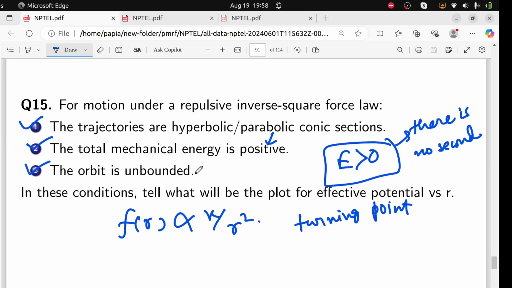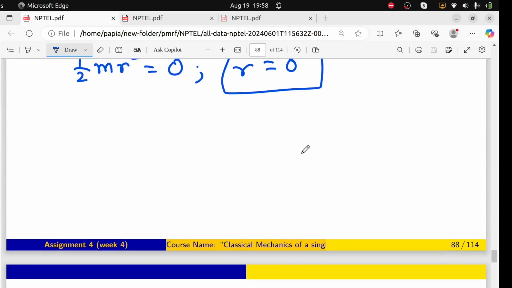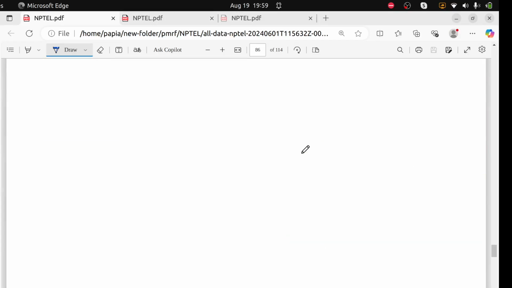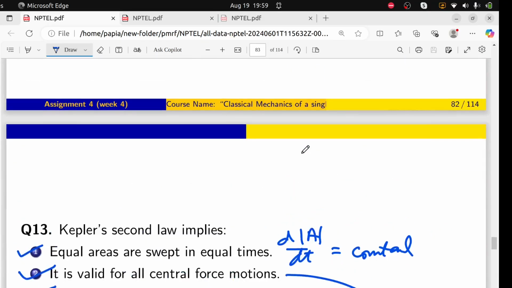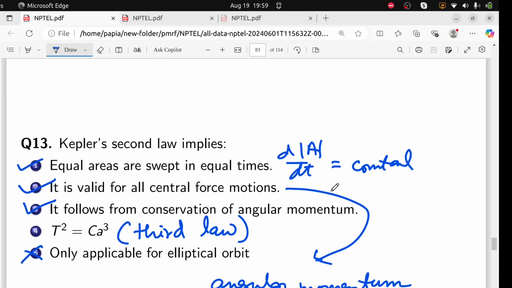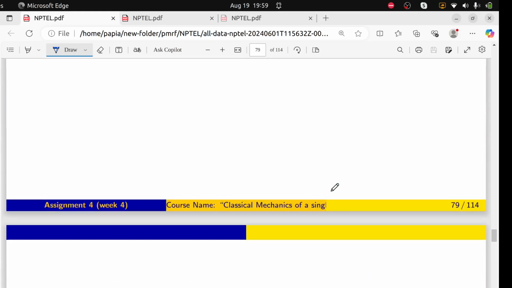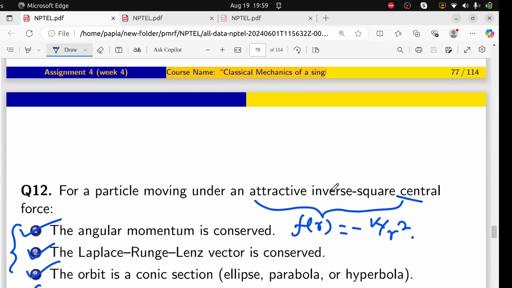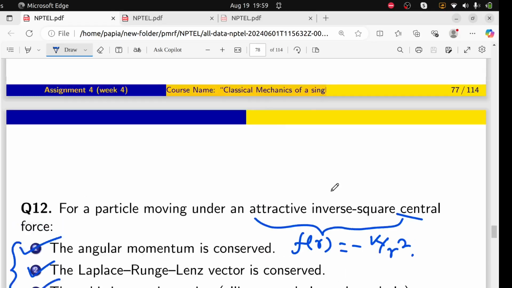This one is the trajectory: hyperbolic, parabolic, positive energy and unbounded. Turning point of a motion in a central force field: radial velocity vanishes, angular momentum remains constant. The effective potential energy equals the total mechanical energy. Then what does Kepler's second law imply? Then for a particle moving under an attractive inverse square central force, which one is the concept?